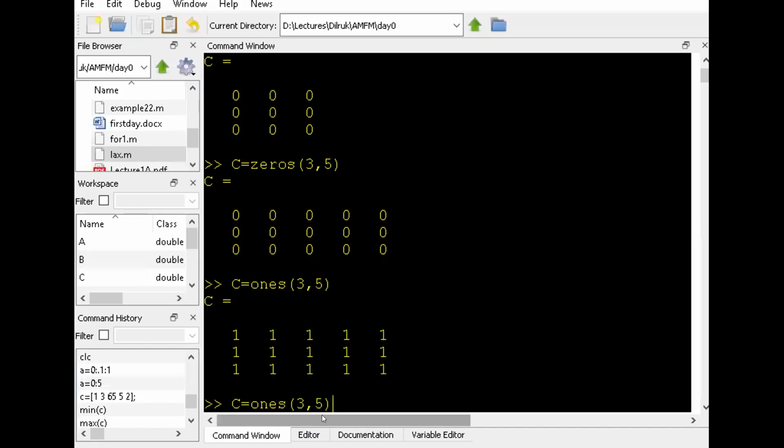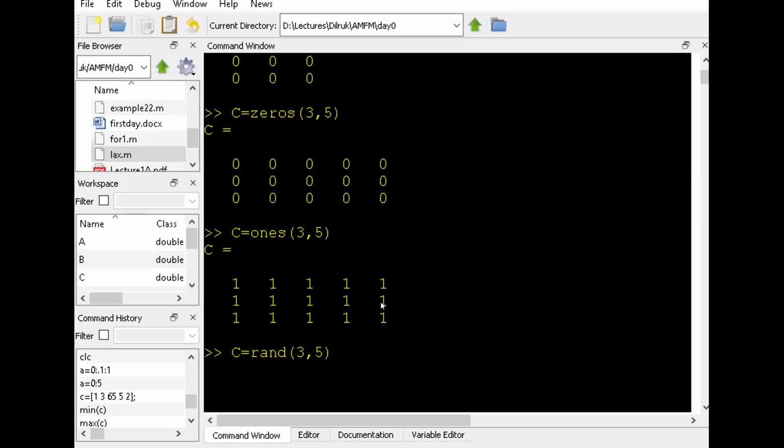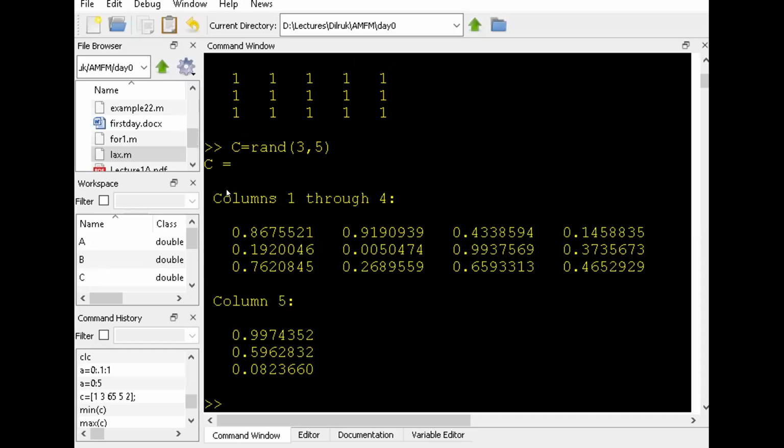So if you want to generate a matrix whose dimension is 3 by 4 with random numbers, how do you do random? Let's say random. So this will be a matrix, and what is the dimension? 3 rows, 3 columns with random numbers.